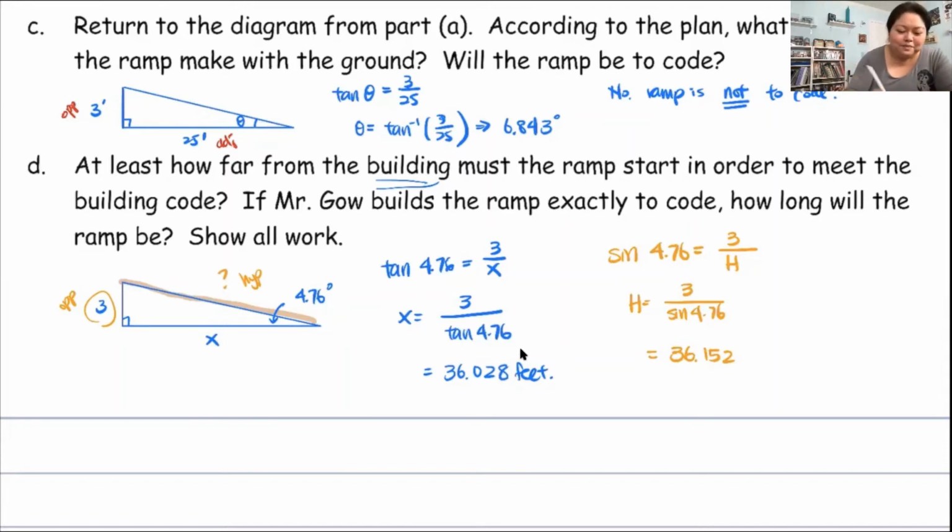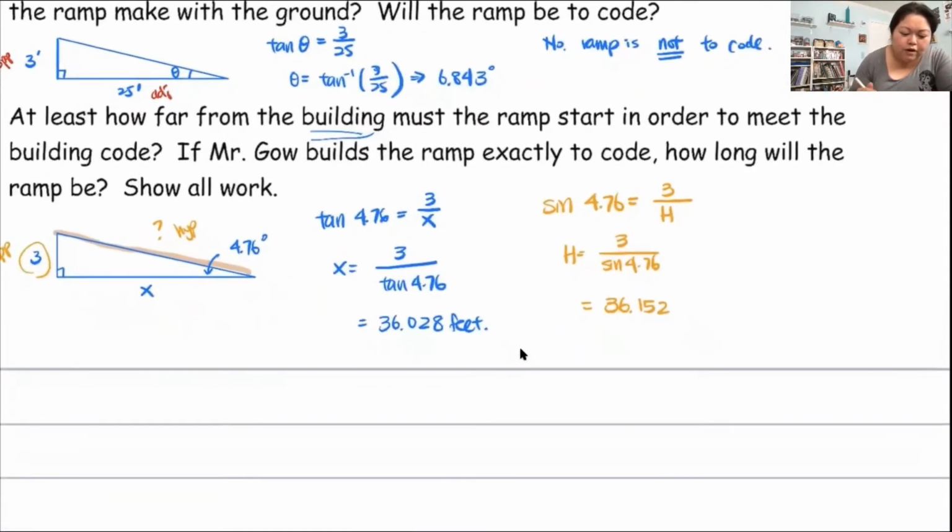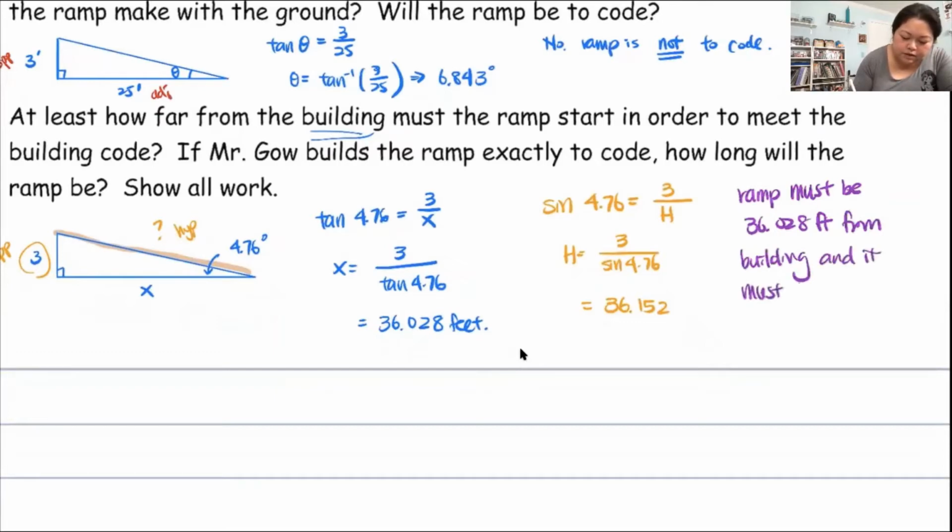All right. So let's answer all the parts to this question. Make sure you answer all the different parts. So how far from the building? The ramp must be 36.28 feet from the building. And the ramp itself must be 36.152 feet long to meet the building code.